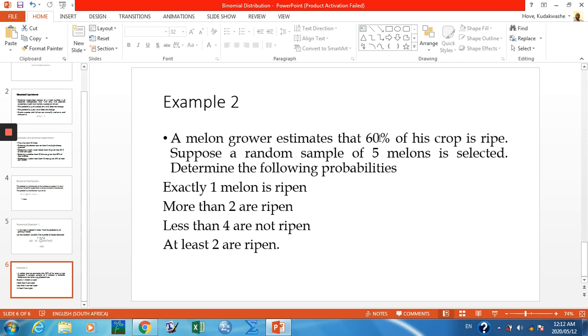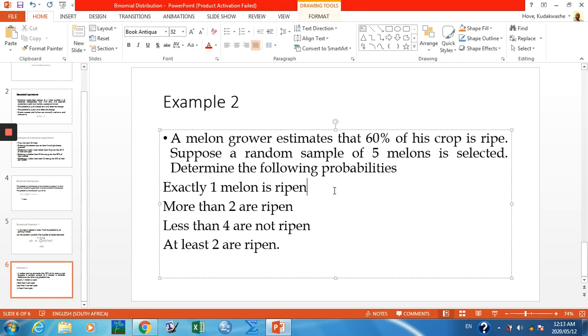A lemon grower estimates that 60% of his crop is ripened. Suppose a random sample of 5 melons is selected. Determine the following probability: exactly 1 melon is ripened. In other words, the number of melons can be modeled by a binomial distribution. We define x to be the number of melons, and x follows a binomial with 5 trials, because we have 5 melons, and probability of success 0.6, that is the 60%.